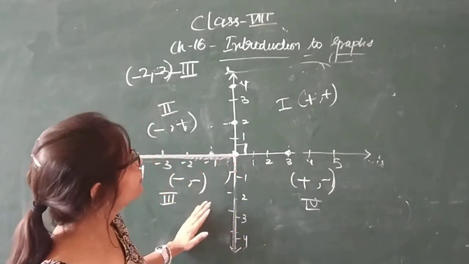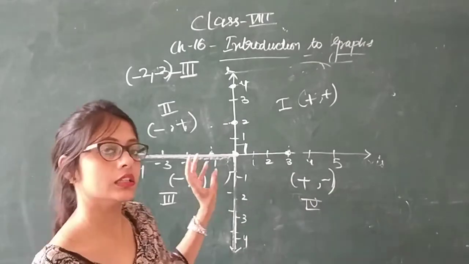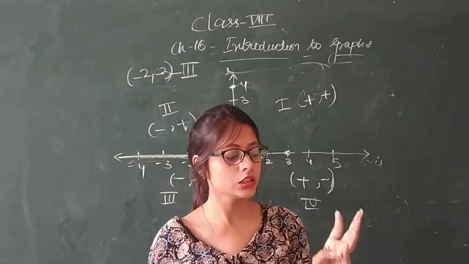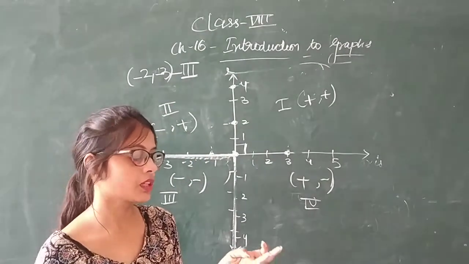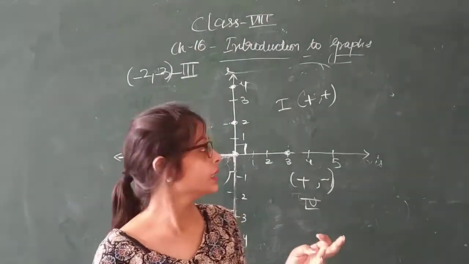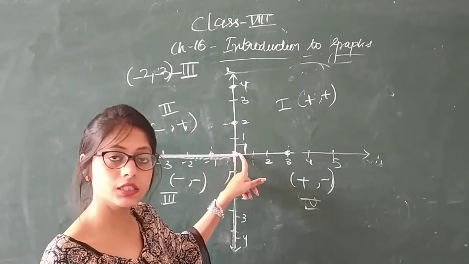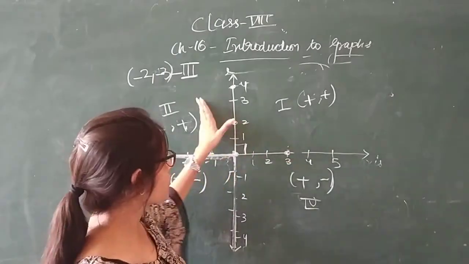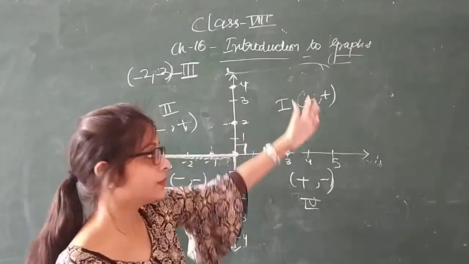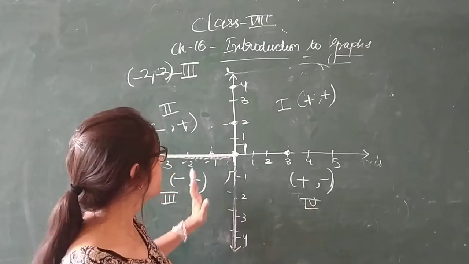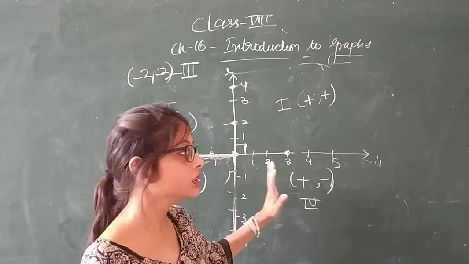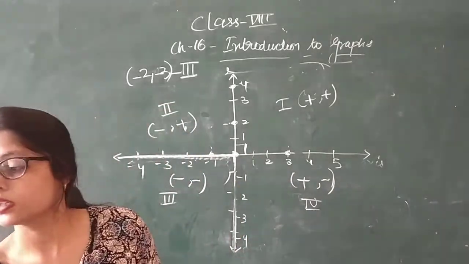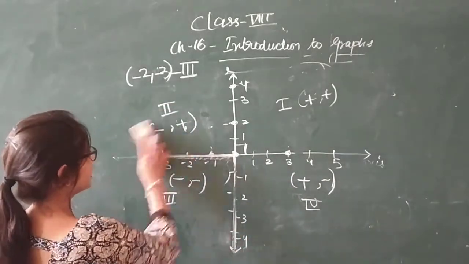So I have told you about the number line. Clear? Two number lines. What is the horizontal line? What is the vertical line? And next, about the quadrants, about the plane, where these points are positive or negative. Now, one more thing we will cover.